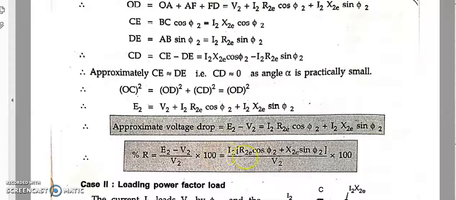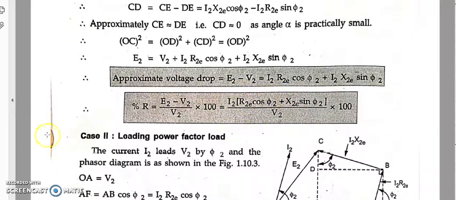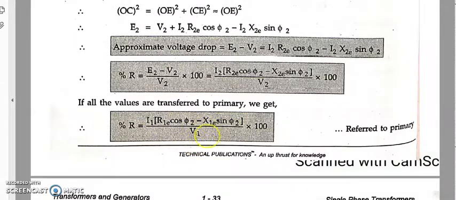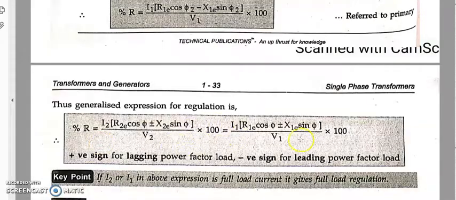You can see the formula here. I don't have any E2, I don't have any V2. Instead, I have the secondary current as well as the resistance referred to the secondary, as well as the reactance referred to the secondary. And V2 here is the terminal voltage. Other than that, E2 is not there, but the remaining things I have, so I need to go with this formula. Similarly, for leading power factor, we have a formula like this, and with respect to the primary, when referred to primary, we have this formula. In the generalized formula it has been shown here.